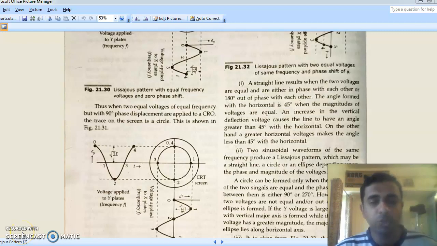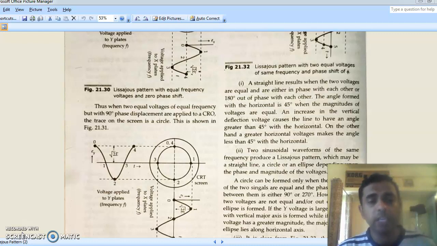Okay, welcome back. So continuing from where I left yesterday. So we were seeing the phase measurement using Lissajous's pattern, and already we have seen one case where we apply two sine waves across the y plate and x plate. By y plate I mean the signal applied across the vertical deflection plate, and by x plate I mean the horizontal deflection plate. So we have two sinusoidal waveforms, same voltage, same frequency, and same phase.